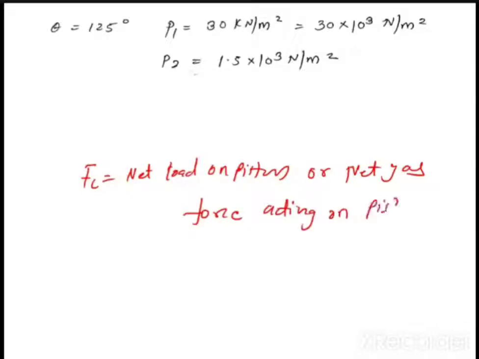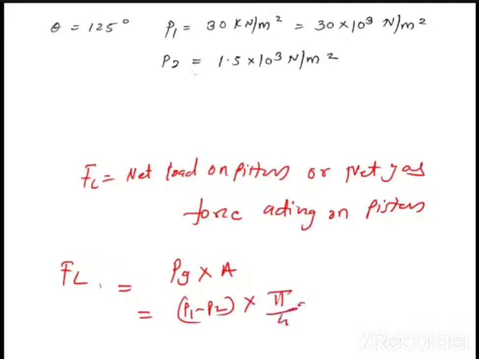So basically, how do you calculate this? It is nothing but PG multiplied by area, that is, the net gas pressure acting upon the piston multiplied by area. So FL is equal to PG into area. PG is P1 minus P2, multiplied by the area, and the area is always pi by 4 into D square, where D is the diameter of the cylinder.